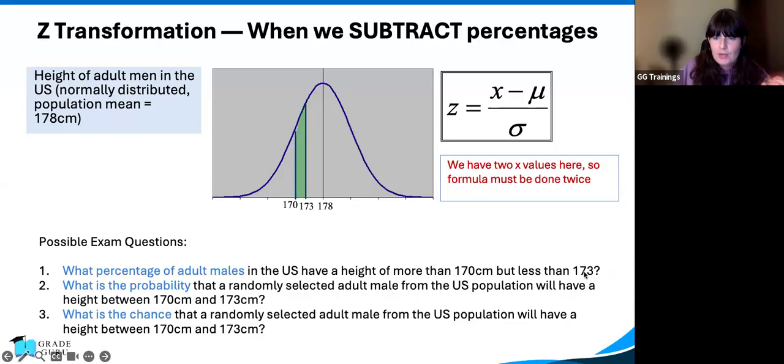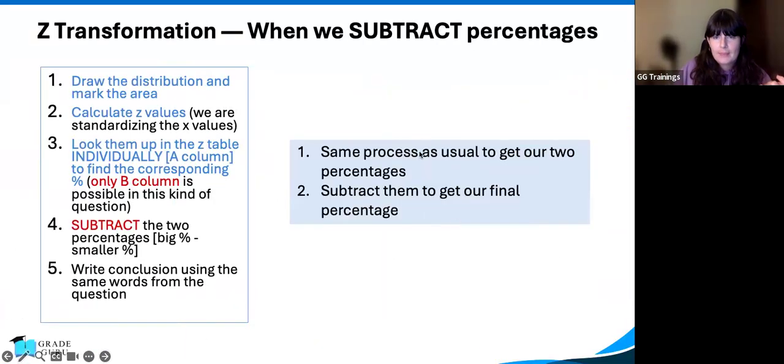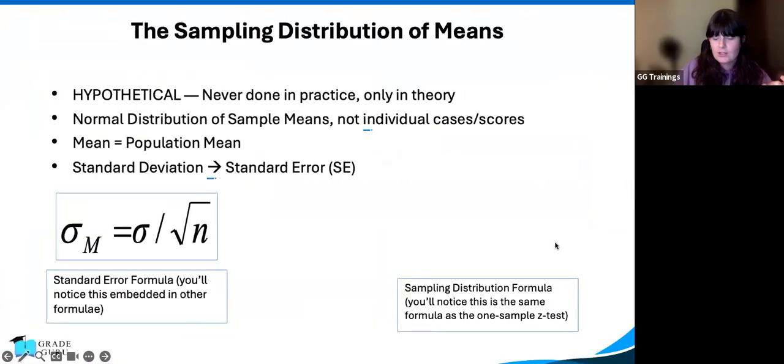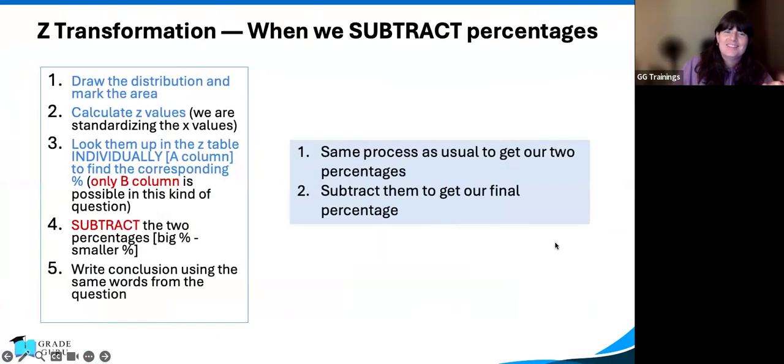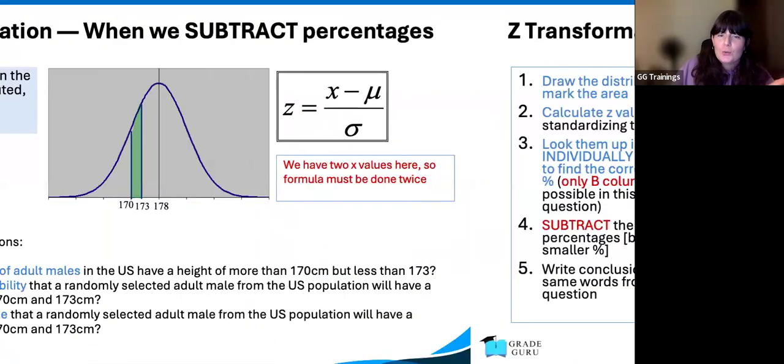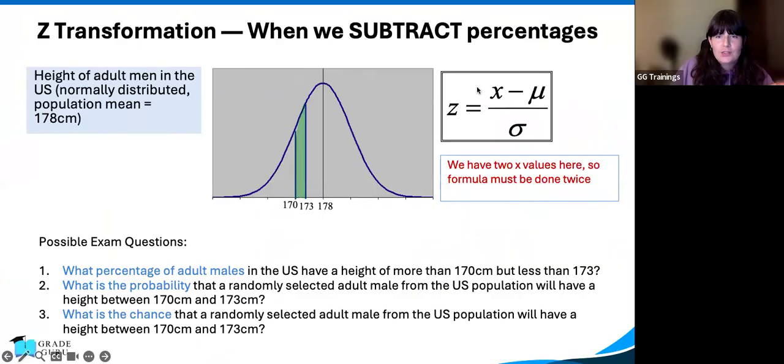So let's do our two X values, 170 and 173. Same process as usual to get our two percentages. Did I not do the solution? I didn't. Lol. I think I was in a rush today, guys, with this slide. So yeah, basically you do this formula twice, right? You get your two percentages, and then you always take the large percentage and you subtract the smaller percentage.